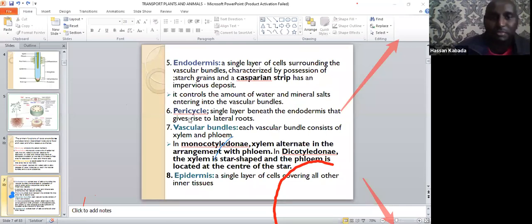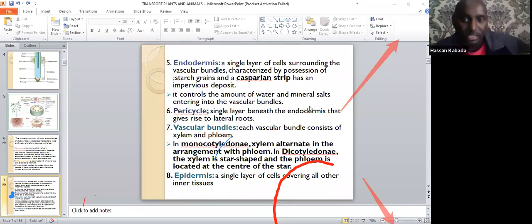Then we have pericycle, a single layer beneath the endodermis that gives rise to lateral roots. We have lateral roots, the side roots. Lateral means sides. So we have pericycle, a single layer of cells beneath the endodermis that now gives rise to these roots that grow on the sides. Then within the root we have the vascular bundles. Each vascular bundle consists of xylem and phloem.